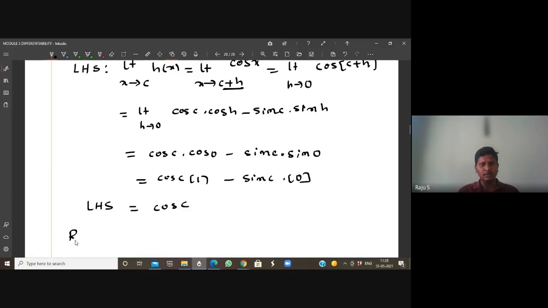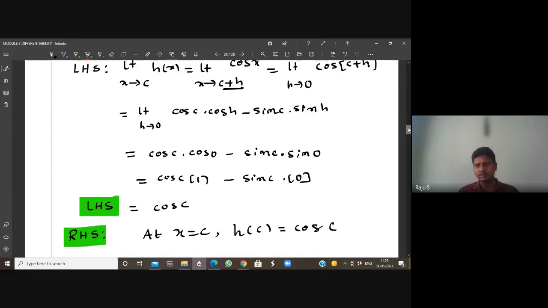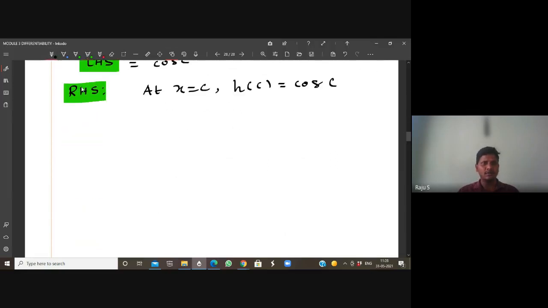Then we have to check RHS. What is meant by RHS? At the given point, at x equal to c, what is h of c? The h of c value is cos c. Whether both will be equal or not. Clearly, LHS equal to RHS. LHS and RHS will be the same, that we can write. Therefore, the limit as x tends to c, where c is any point on the real line, the h of x value we got is h of c.